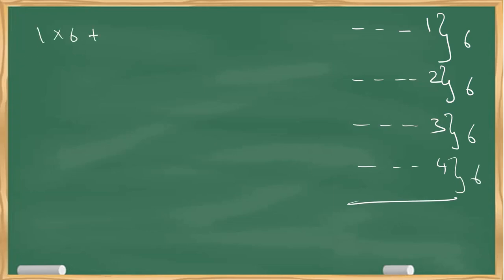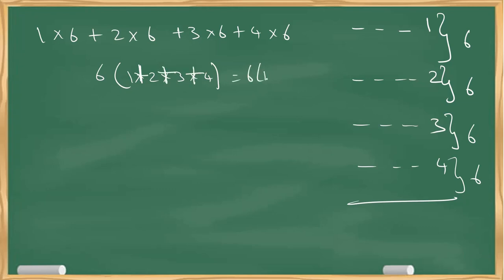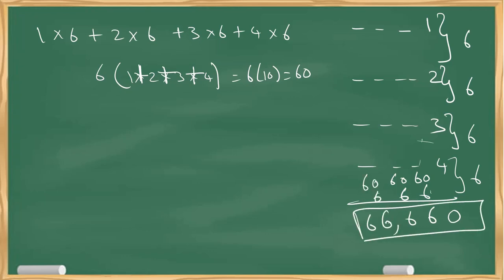So 1 into 6 plus 2 into 6 for units position, 3 into 6, 4 into 6. So if I take 6 common, I'll get 1 plus 2 plus 3 plus 4. That is 6 into 10, 60. So 0, 6 carry. Again at 10th position, I'll get 6 1s, 6 2s, 6 3s, 6 4s, but not in this particular order. So 60 will be the answer. 60 plus 6, 66. 6 carry. Again for 100th position, 60. 60 plus 6, 6 carry. So 60. So final answer would be 66,660.